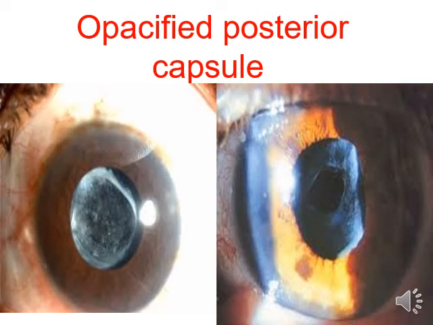It's treated by YAG laser, producing an opening in this opacified posterior capsule, as seen in the eye to the left. There is a central opening produced by YAG laser treatment for the opacified posterior capsule.